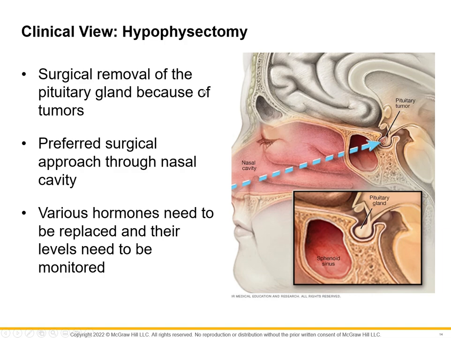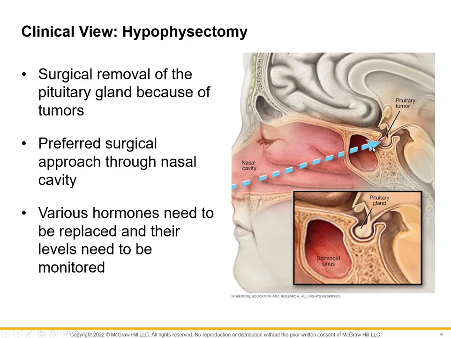So during these procedures in which the pituitary gland is removed, maybe because there's a tumor on it and it's causing the overproduction of a certain type of hormone, a clinician, a physician, a surgeon can go through the nasal cavity, through the sphenoid sinus, to this hypophyseal fossa, and begin to break this bone down and be able to remove that pituitary.